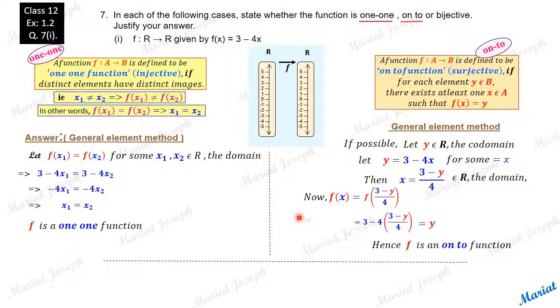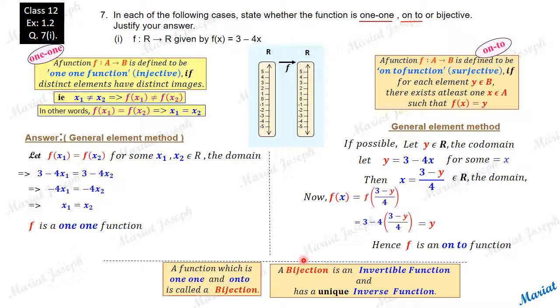Something more about it. A function which is 1, 1 and onto is called a bijection. So, this function is a bijection also. It is a bijective function. Also, a bijection is an invertible function always and has a unique inverse. This function is an invertible function and has a unique inverse.